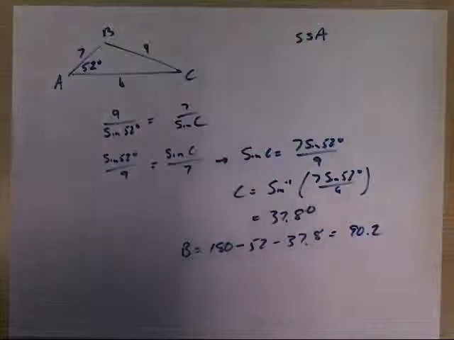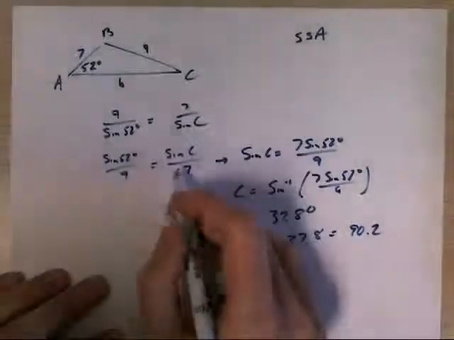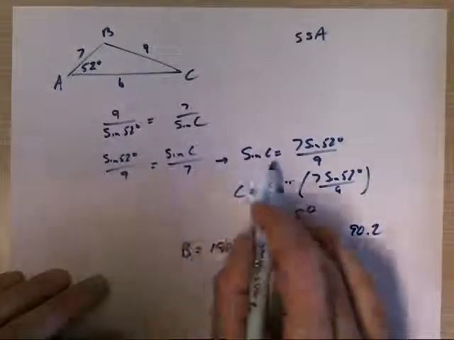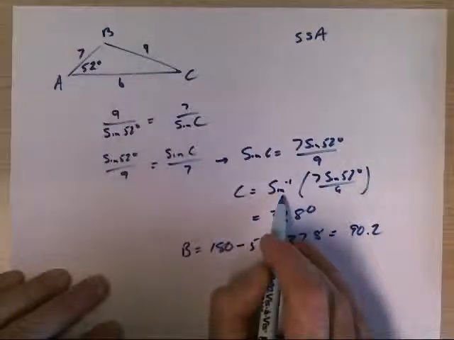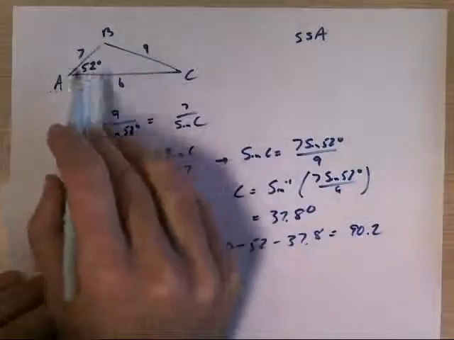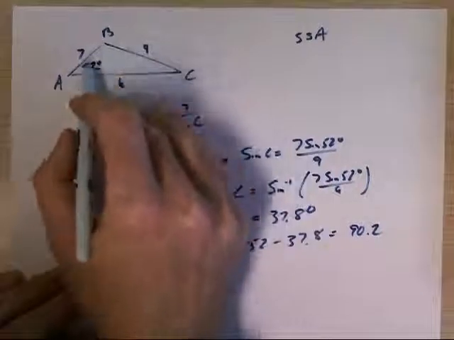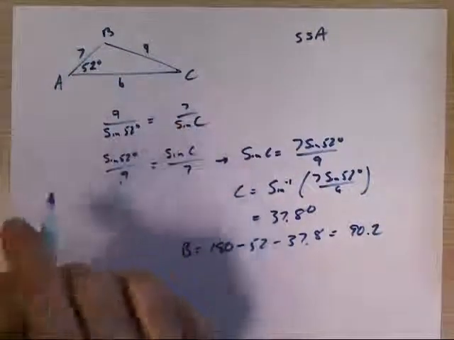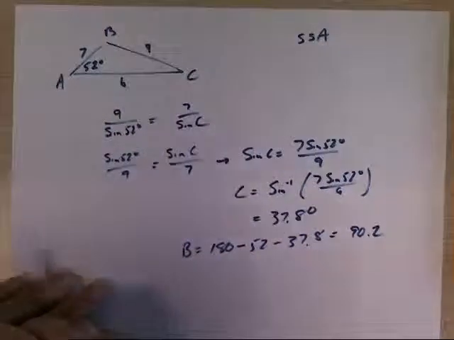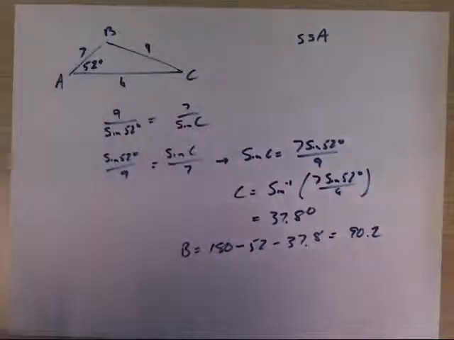As I say, there's peril. There is dire peril when you're using the law of sines to calculate an angle using the inverse sine, and we will talk about that in the next video. In this case, I happen to know, because the opposite side here, 9, was bigger than 7, there's only one answer. We'll talk about that in much more detail in the next video.